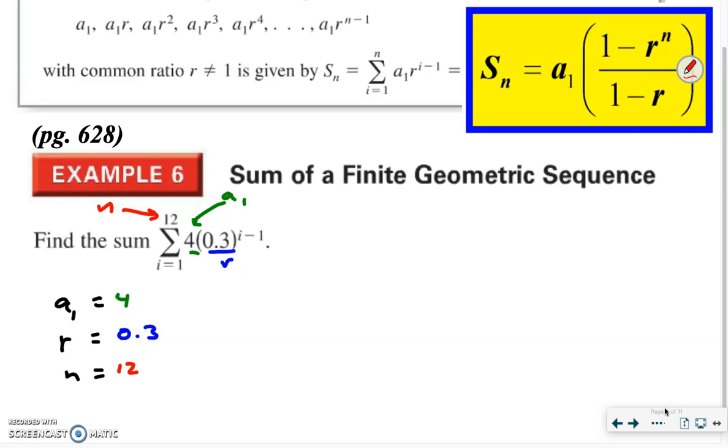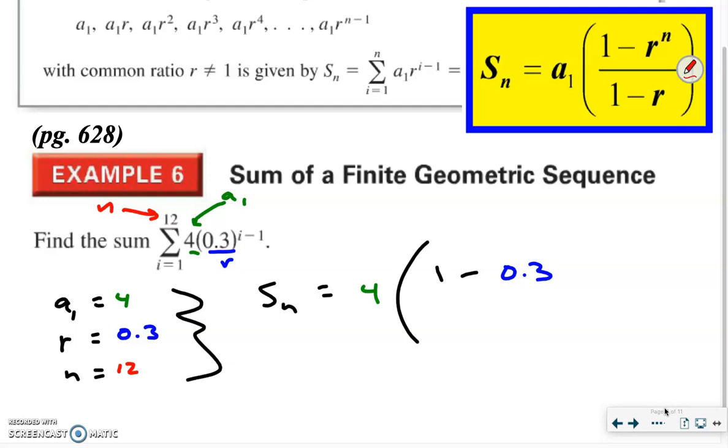But anyway, if we've got A1, r, and n, like I said before, now it's a matter of just plugging in. We're going to have the first term, A1, times the quantity 1 minus r, where r is 0.3, raised to the n, which is 12. This is all over 1 minus r, which is 0.3.